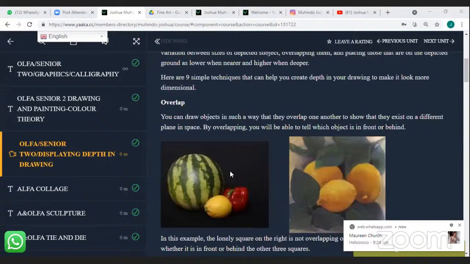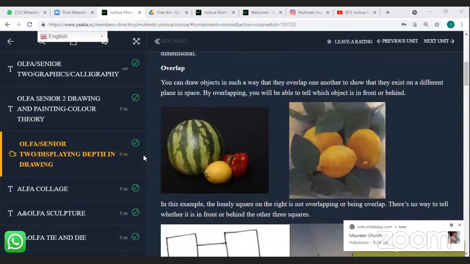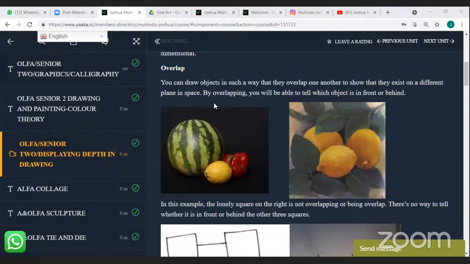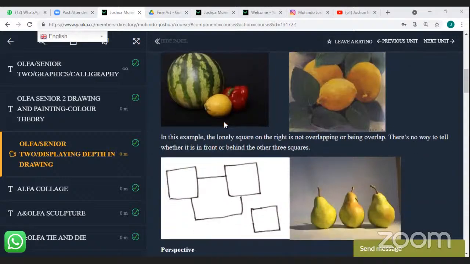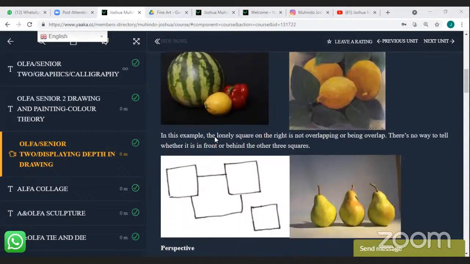And basically, let me just say, Kusi, can you read through the overlapping statement? You can draw objects in such a way that they overlap one another to show that they exist on a different plane in space. By overlapping, you'll be able to tell which object is in front or behind. Okay. Yeah, so it is very, very important.